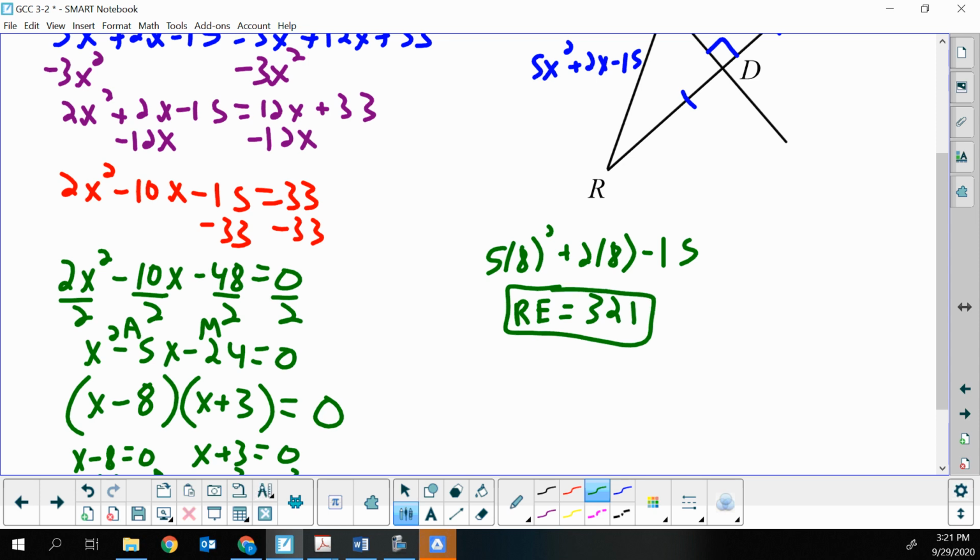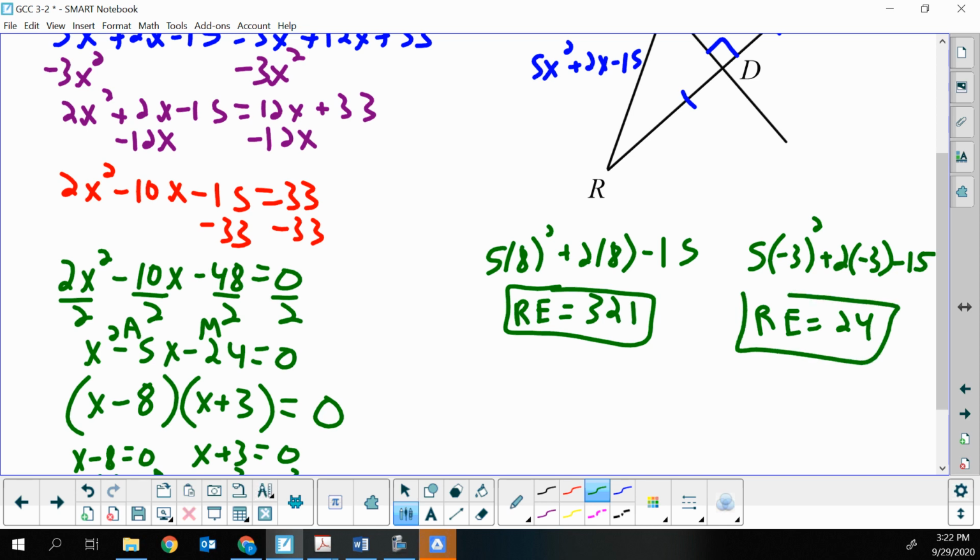Well, let's try subbing the negative 3 in. 5 times negative 3 squared plus 2 times negative 3 minus 15. Now, when you sub it in your calculator, you've got to sub it in exactly as it looks. You've got to have the negative 3 in parentheses and then the squared. And that'll end up giving us that RE is equal to 24. So that's good. That's positive. So we can keep that answer.